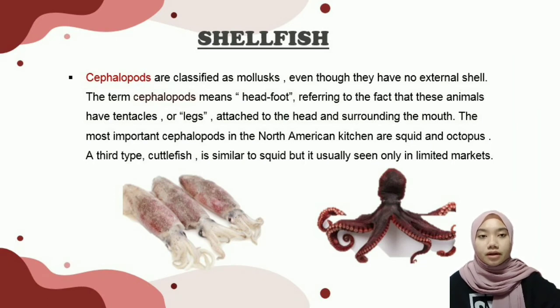Okay, cephalopods are classified as mollusks even though they have no external shell. The term cephalopod means head-foot, referring to the fact that these animals have tentacles or legs attached to the head surrounding the mouth. The most important cephalopods in the North American kitchen are squid and octopus. A third type, cuttlefish, is similar to squid but is usually seen only in limited markets.